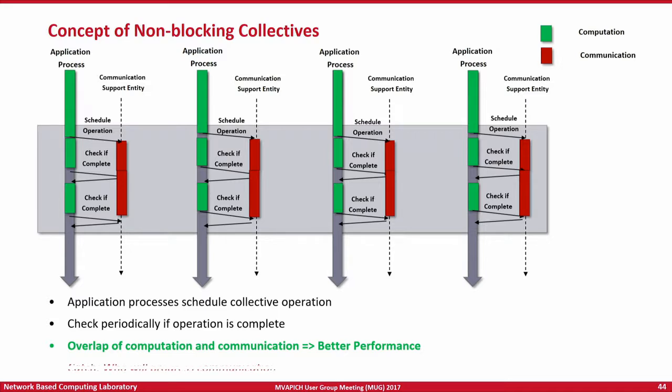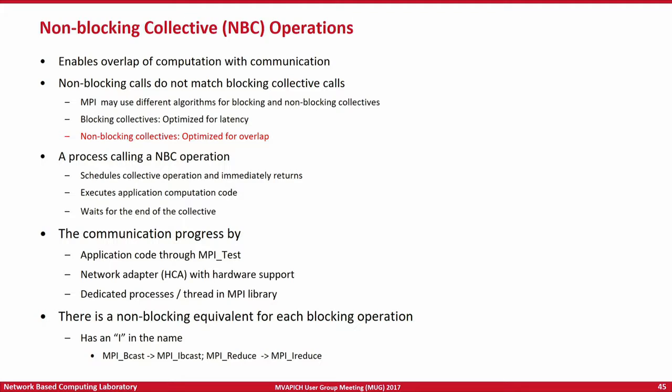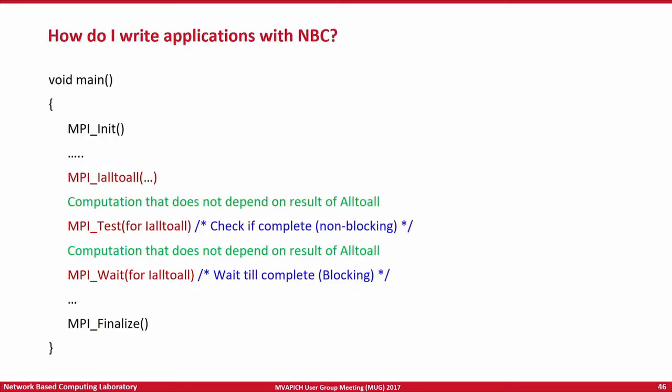This is how one would write an application with a non-blocking collective operation. You would initiate a non-blocking collective, and do computation that does not depend on the result of this operation. You would periodically check for completion, do more computation, and finally wait for the collective operation to finish. The hope is that the collective actually progresses during these computation phases, so that the amount of time you end up waiting in the final MPI wait is not very high. But again, theory is very different from practice, and it depends on how the message progression is implemented inside the MPI library.